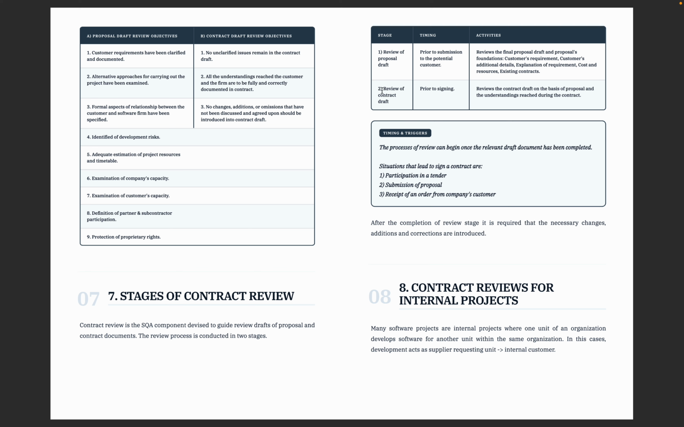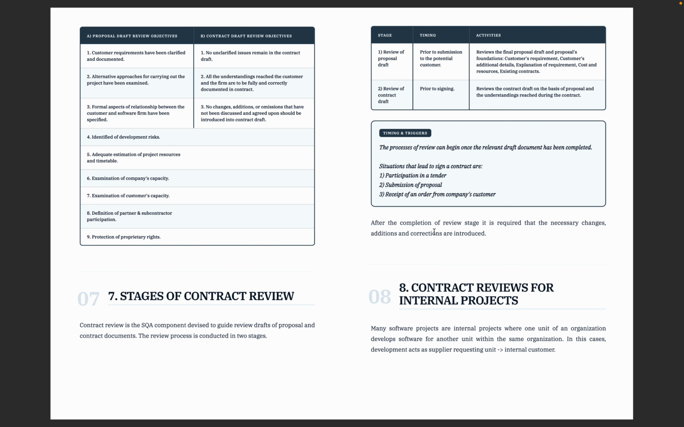And then stage 2 comes. Stage 2 is the contract draft review. This happens before signing. The first one happens before submission, this one happens before signing. This confirms that no unclear points remain and there are no surprise changes later. Everything is documented and agreed. So you can write: contract review avoids disputes, misunderstandings, and failures.